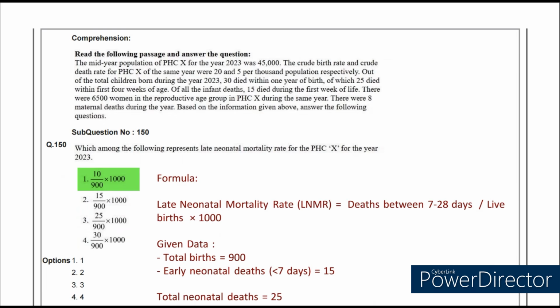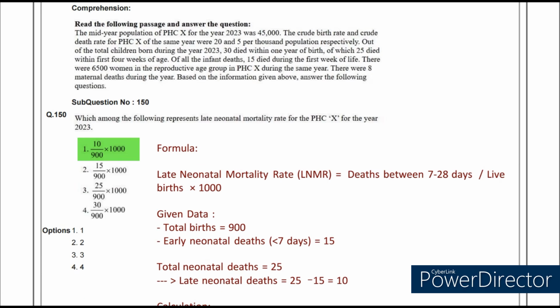And now coming to the last question, that is question number 150. They are asking you to calculate the late neonatal mortality rate. Very simple, formula based. The formula for late neonatal mortality rate is, in the numerator, deaths between 7 to 28 days divided by live births multiplied by 1000. That's it. So from the given passage, total births we know is 900, and early neonatal deaths were mentioned in the passage: 15 died during the first week of life. That means less than 7 days.